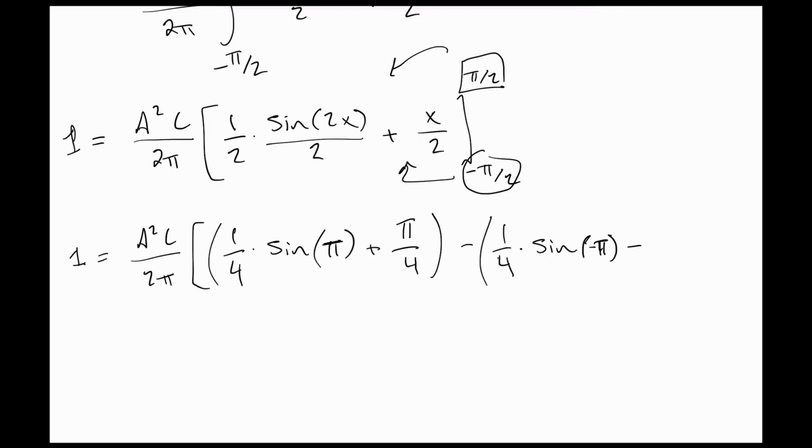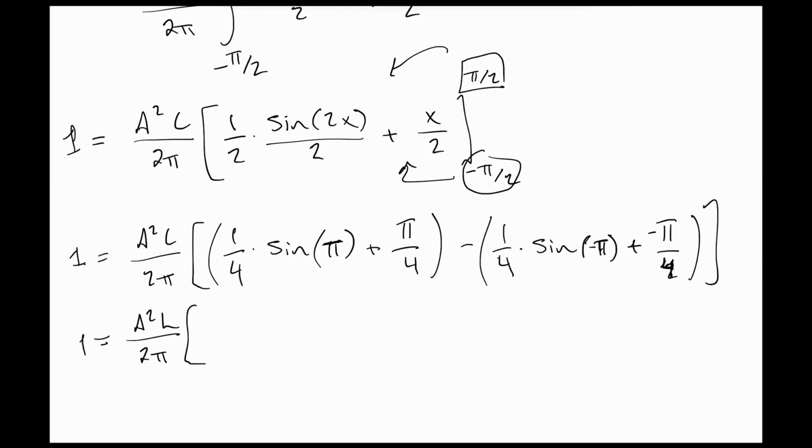Okay, then we got a plus over here, we got a pi over 2, but actually there's a negative over here because it's negative pi over 4. Cool. Close that, close this, and we got 1 equals a squared L over 2 pi.